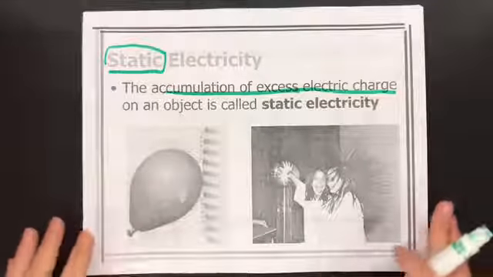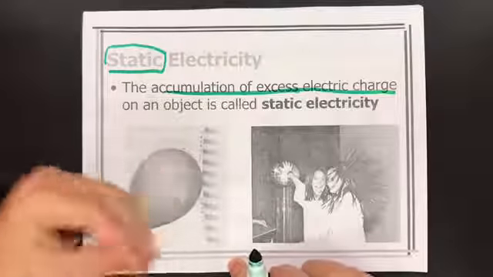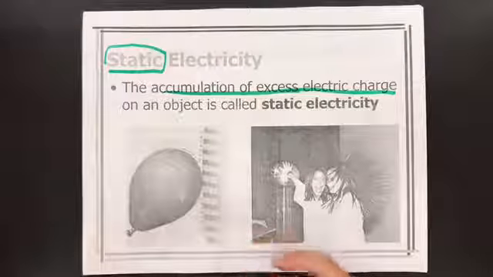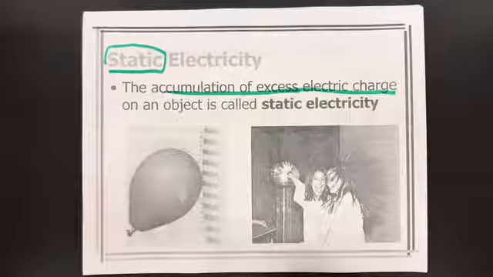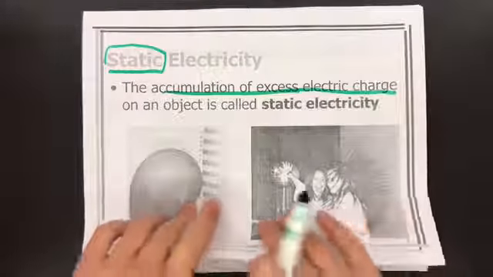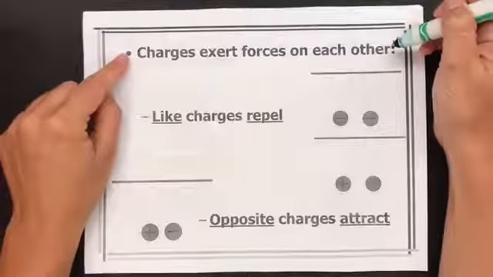That's static electricity. If you rub a balloon in your hair, electrons and protons are being moved from one object to another, so then they're able to be attracted to something else. What's happening with those charges?